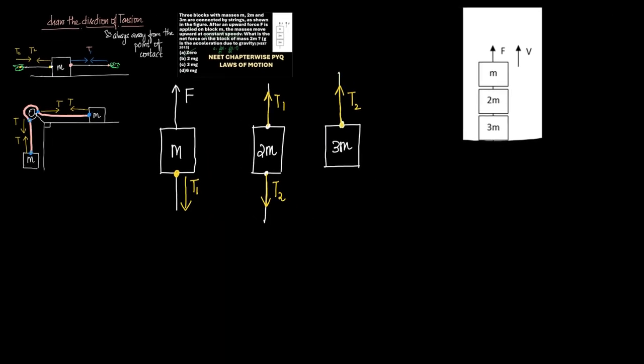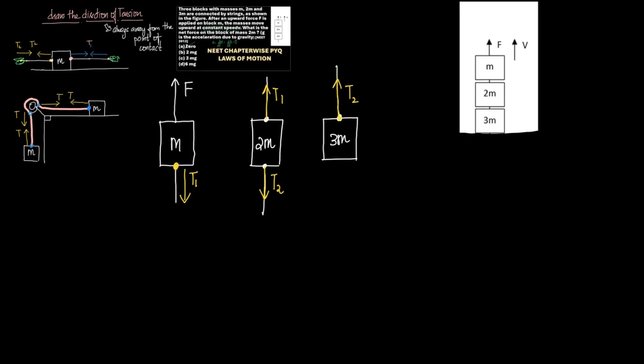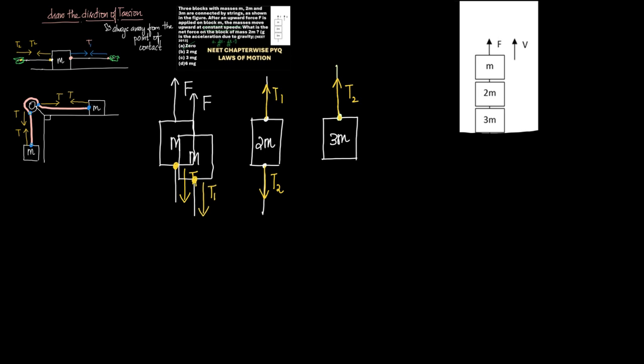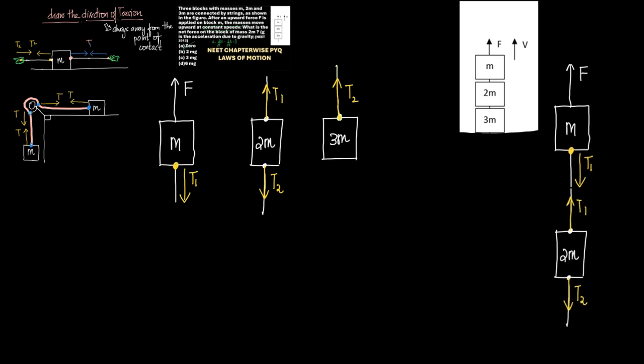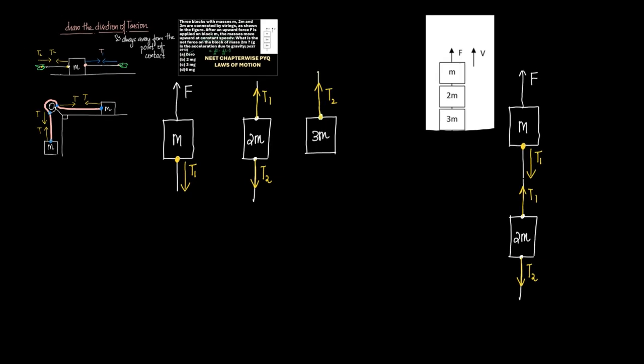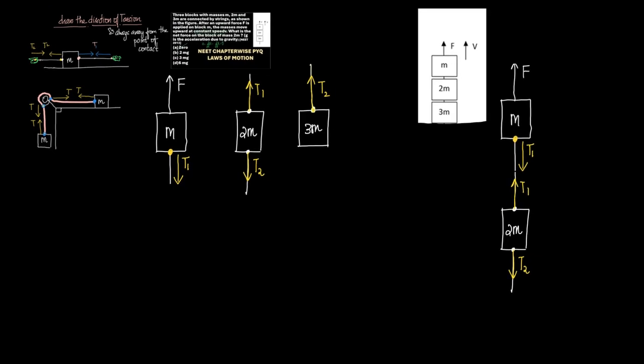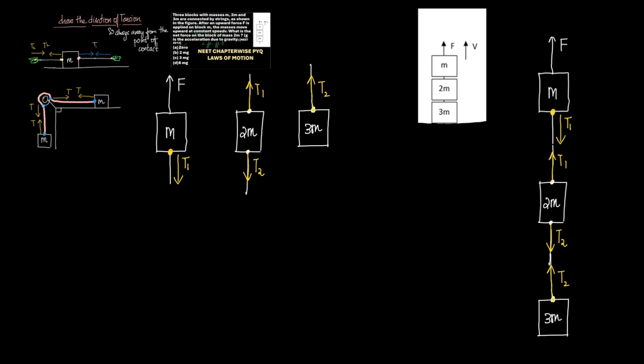Now what we'll do is we'll try to club these diagrams together. So this is 1, this is 2, right? I hope you are able to decipher the concept here. And this is 3, right? So now that becomes the overall free body diagram.